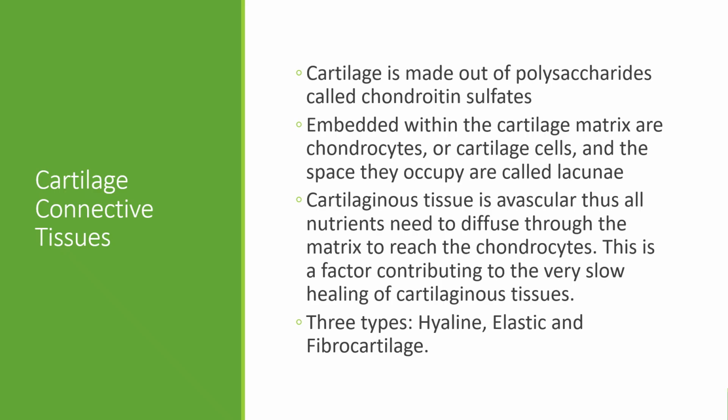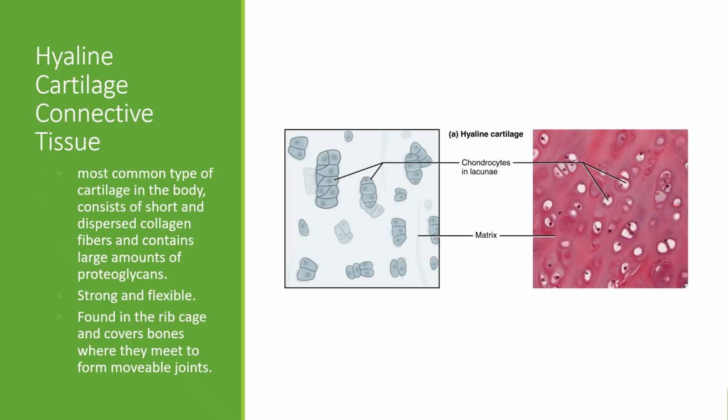Cartilaginous tissue is avascular. It needs its nutrients to be diffused through the matrix to reach the chondrocytes. This is why it is really slow to heal cartilaginous tissues. If you've ever known anyone that's had an injury to the meniscus of their knee or anything like that, and how long it took for that to heal, cartilaginous tissues take a very long time if they heal at all. There's three different types: hyaline, elastic, and fibrocartilage.